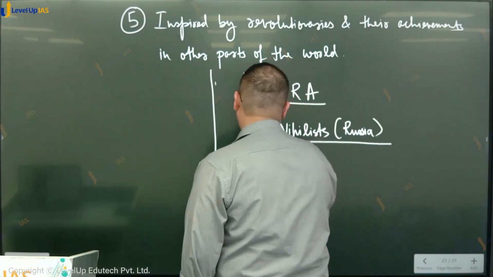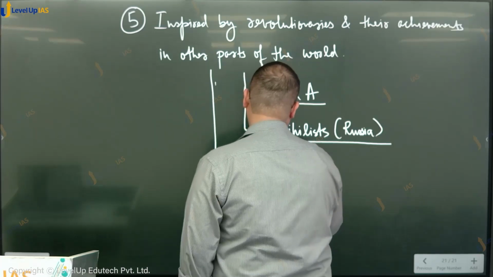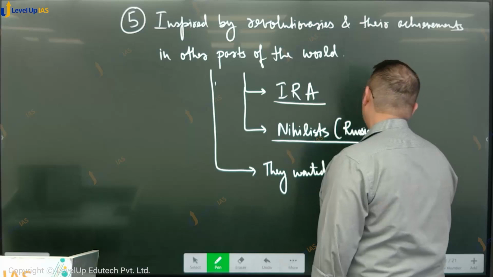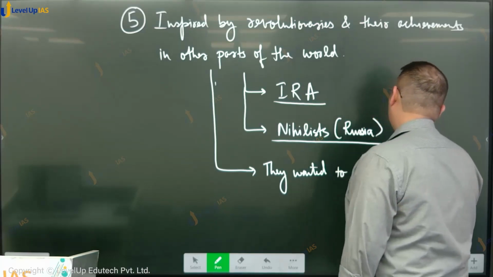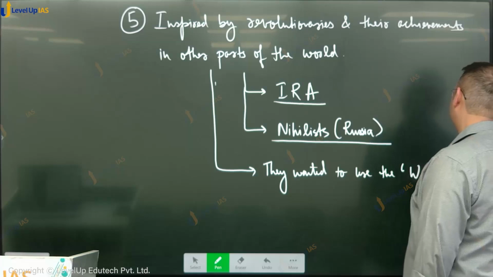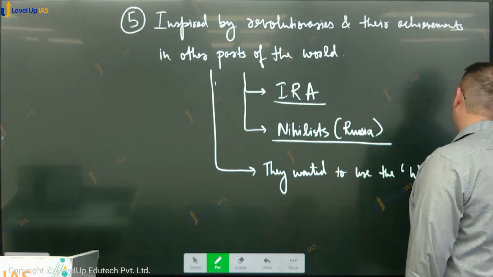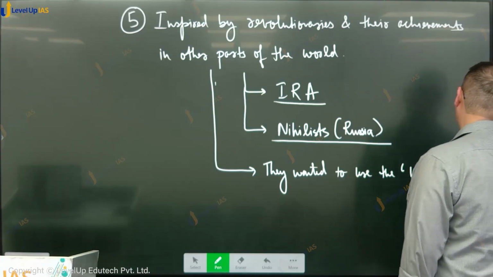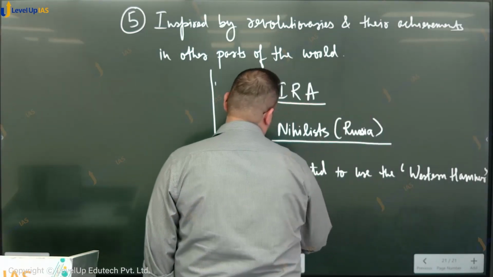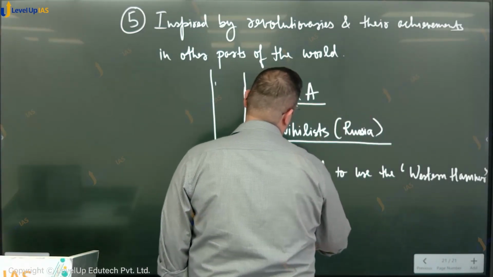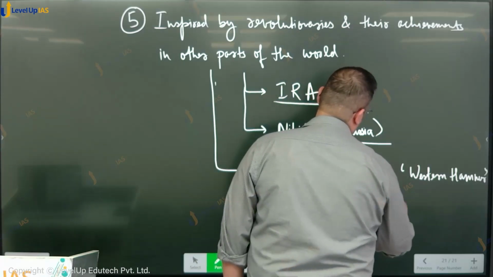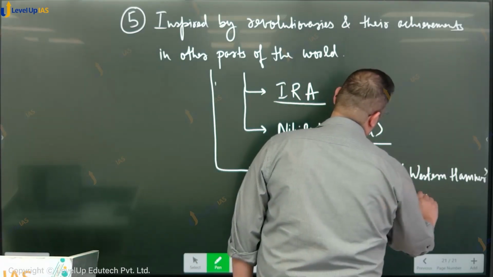You can say they wanted to use the Western hammer to destroy Western rule in India.